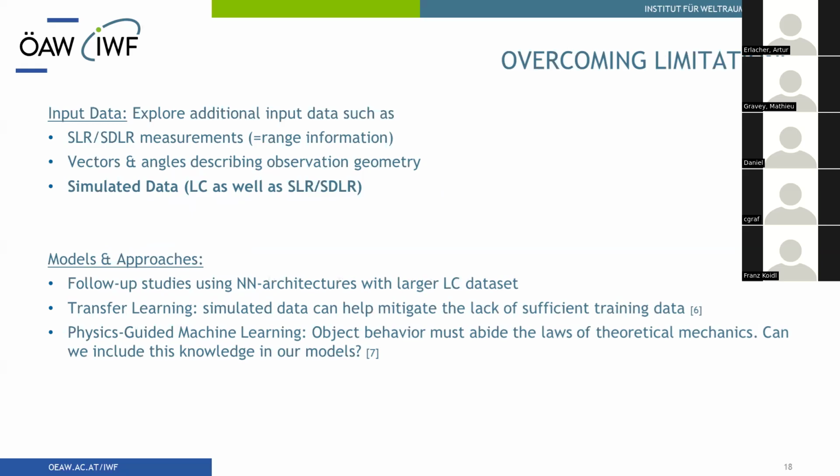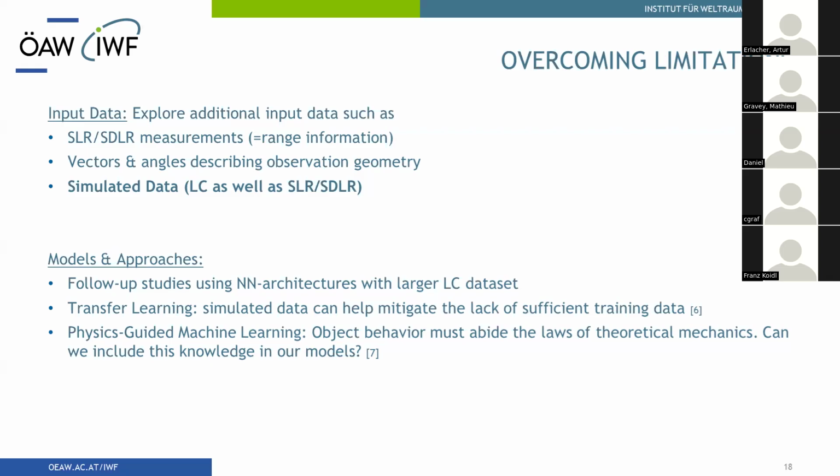First of all, we can explore additional input data, such as, for example, our SLR data, so the range information. Then we can add vectors and angles describing the observation geometry, so we have usually access to these. And lastly, we can also think about simulating light curve data, of course.